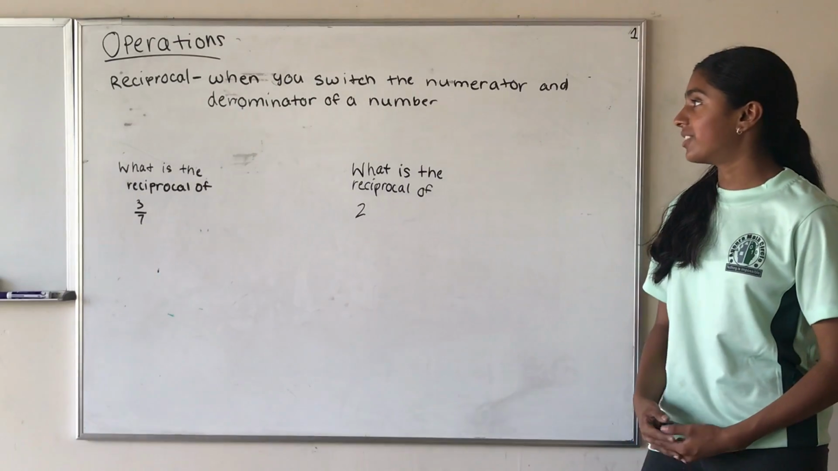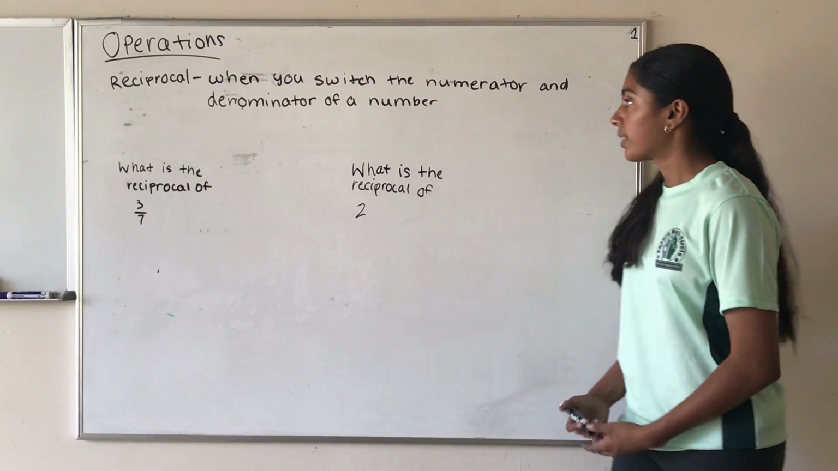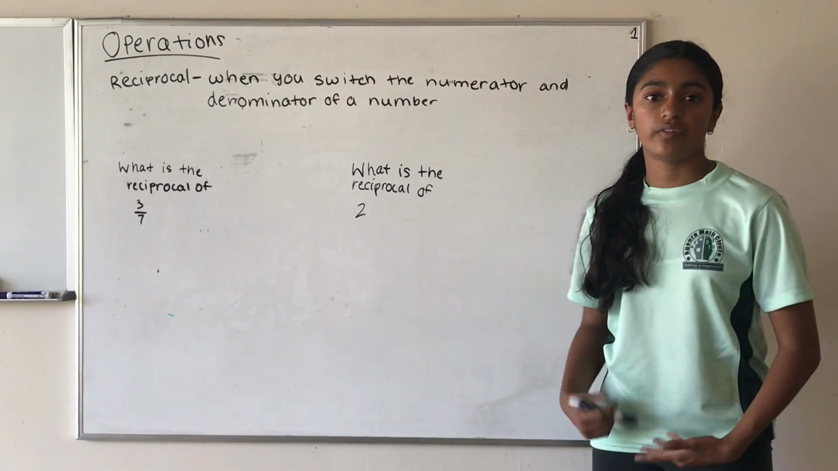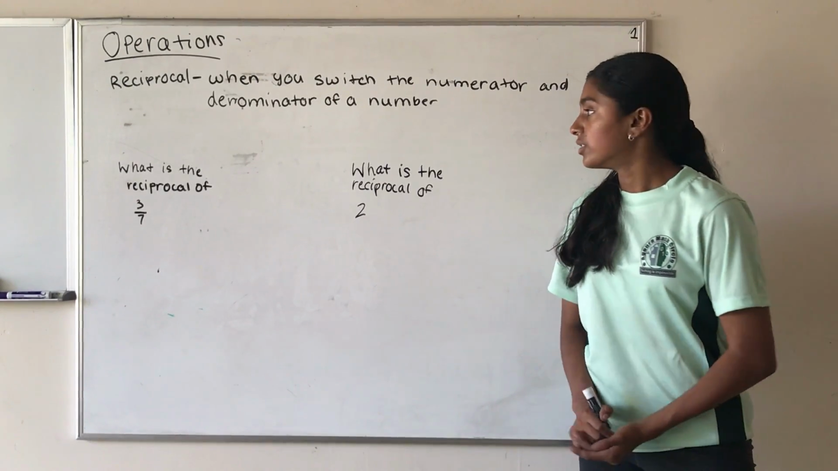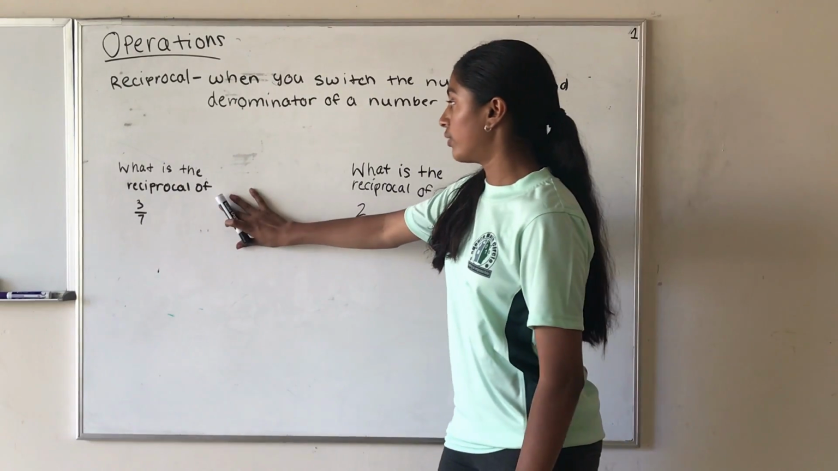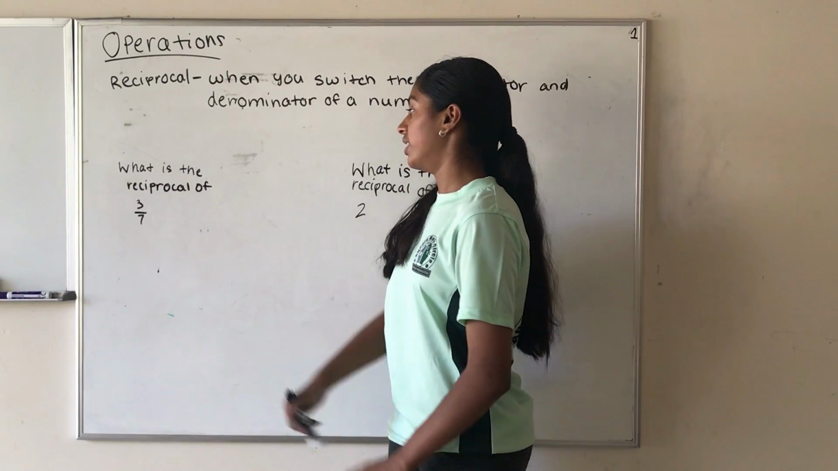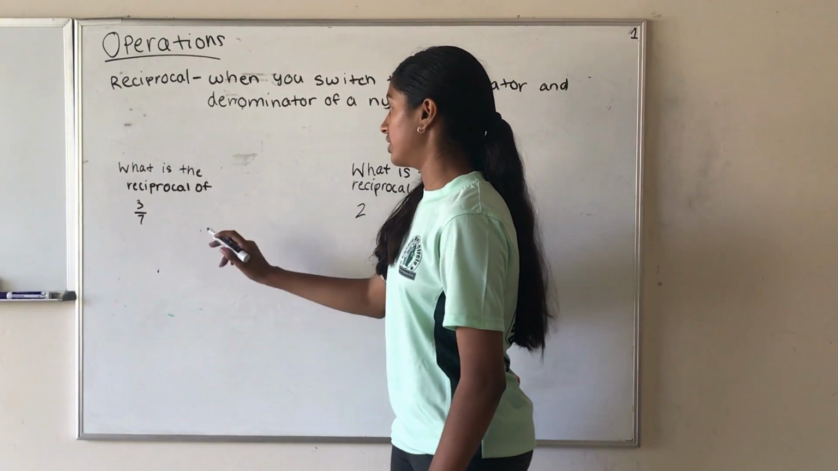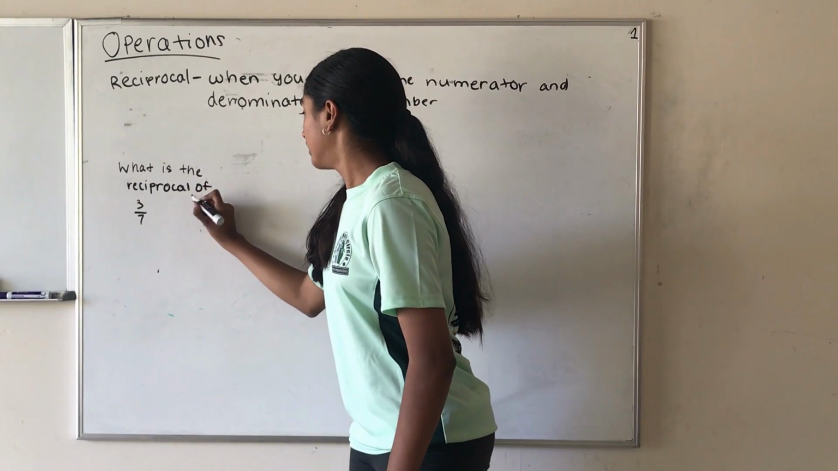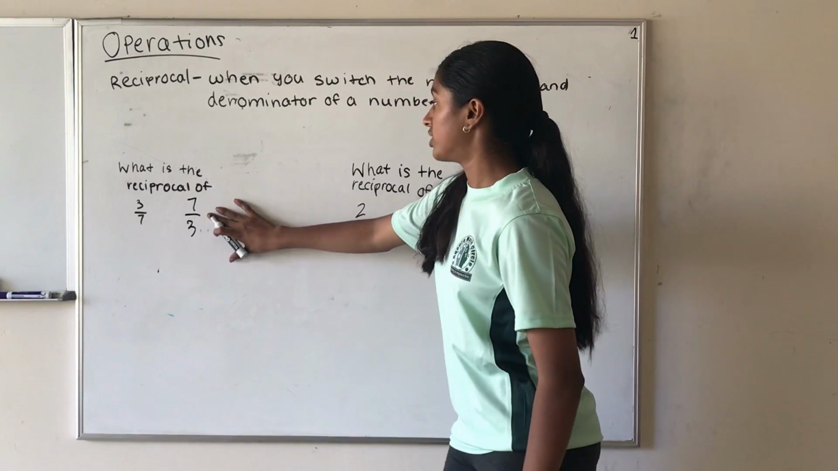The fourth topic I'm going to teach today is operations. So first I'm going to explain what a reciprocal is. When you want to find the reciprocal of a number, you switch the numerator and denominator of that number. So in this case, when you want to find the reciprocal of 3 over 7, the numerator is 3 and the denominator is 7. If you switch the numerator and denominator, you would get 7 over 3. And that would be the reciprocal of 3 over 7.